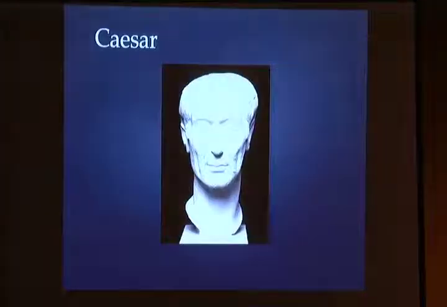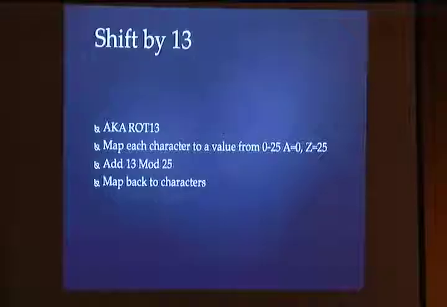So we're going to start off with the Caesar cipher. This is the beginning of our history. What the Caesar cipher is also known as is ROT13. We can mathematically model it as: map each character from 0 to 25, add 13, mod 25. Does everyone in here know what modular division is? Cool. Then just map it back to characters. So A becomes M, and so on and so forth. This is very simple, and this is one of the first real ciphers.